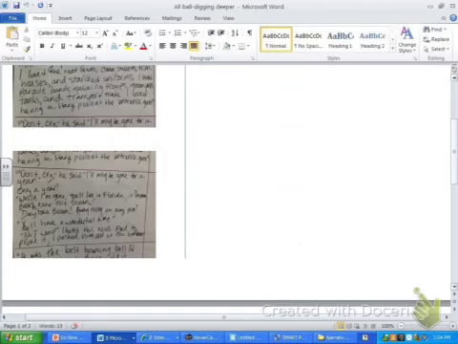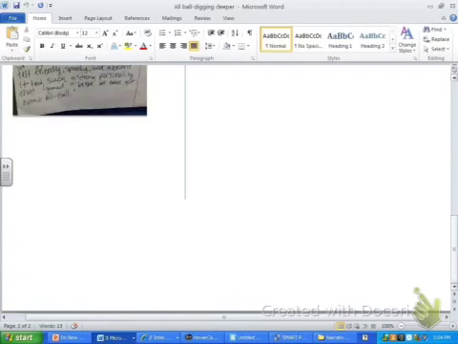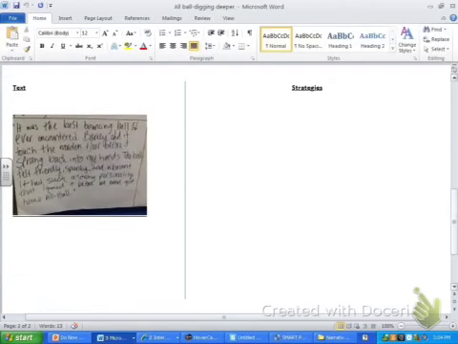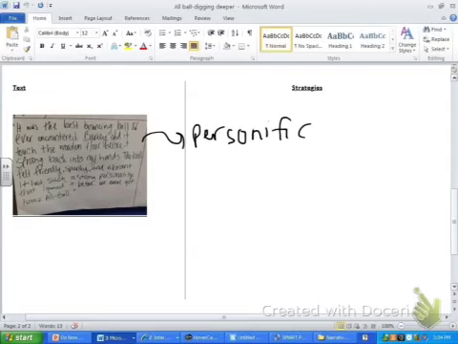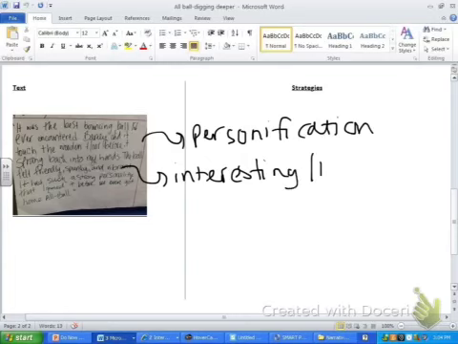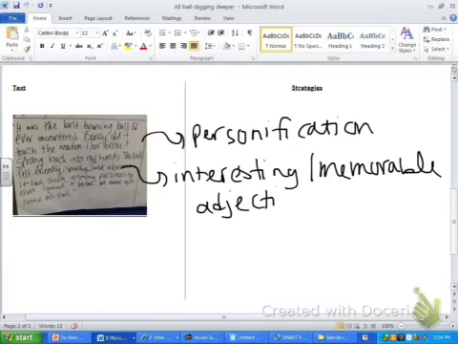Okay, and in the last passage, she uses a few different strategies. She uses personification to show us the closeness she had with this object. And she uses really interesting and memorable adjectives in her writing to really help us remember that part of the story, because this ball is perhaps the most important symbol in the story.